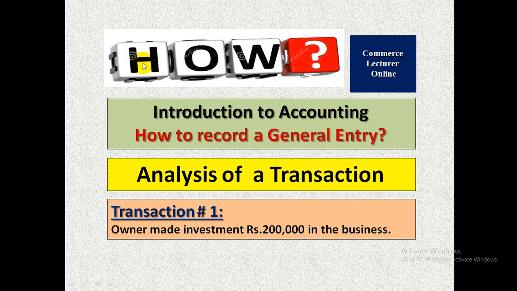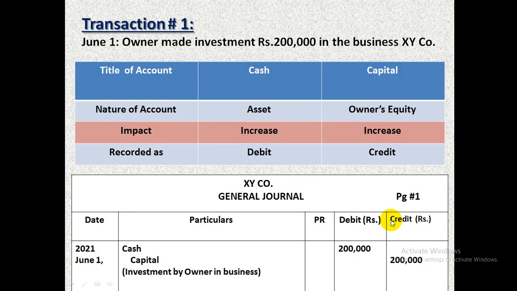Introduction to Accounting. How to record a journal entry. Commerce Lecture Online. Analysis of a transaction. Transaction number 1. Owner made investment rupees 2 lakh in the business.